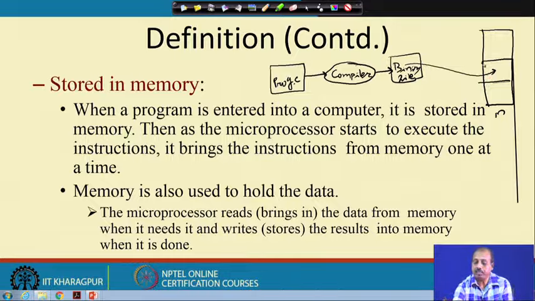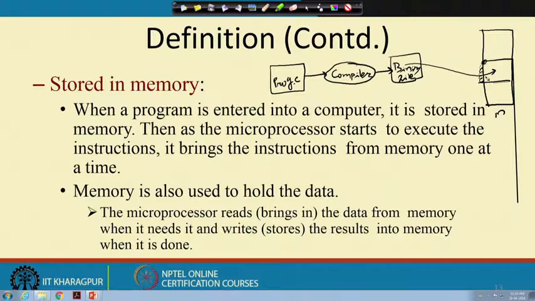When the microprocessor executes, it starts from the first instruction and proceeds one after the other until it reaches the end of the program. When a program is stored in the computer, it is stored in memory, and the processor starts to execute the instructions. It brings one instruction at a time from memory and executes it. Memory is also used for holding data, like temporary data, or data specific to some operation.